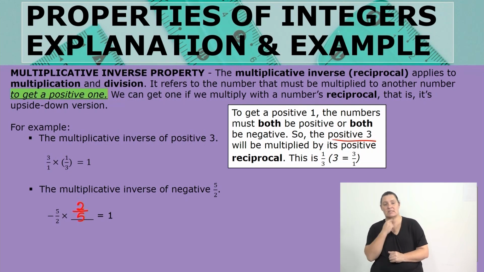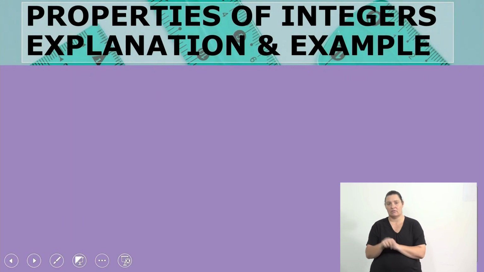And if I say negative there. If I say negative 5 halves multiplied by negative 2/5, that will give me a positive 1. That means that the multiplicative inverse of a negative 5 halves is a negative 2/5.